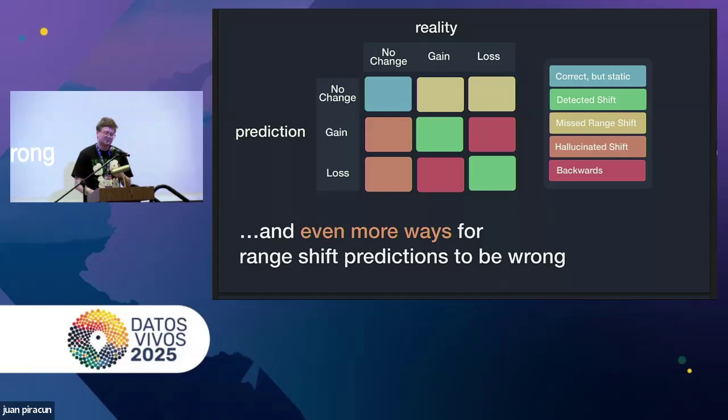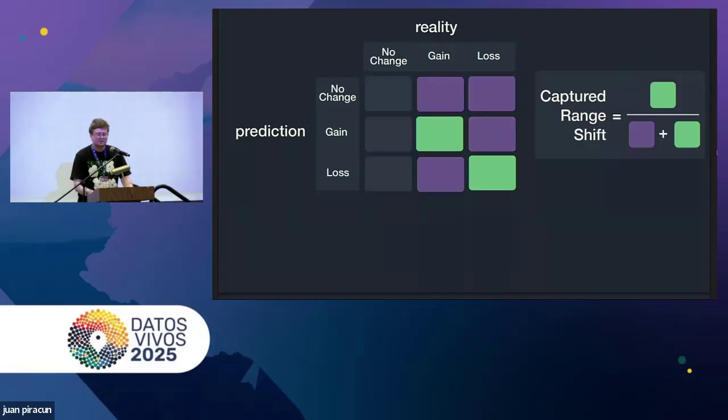But my main point in showing these slides here is that for us to accurately detect a range shift, our model has to be right twice. So you have to get it right in the past and then right in the future. So here today, we're going to be focusing on optimizing for what I'm calling captured range shift. This is times where the range is actually changing in the real world, and we want to maximize how much of that we capture. So that's the ratio of the green to that overall area of the two columns on the right.